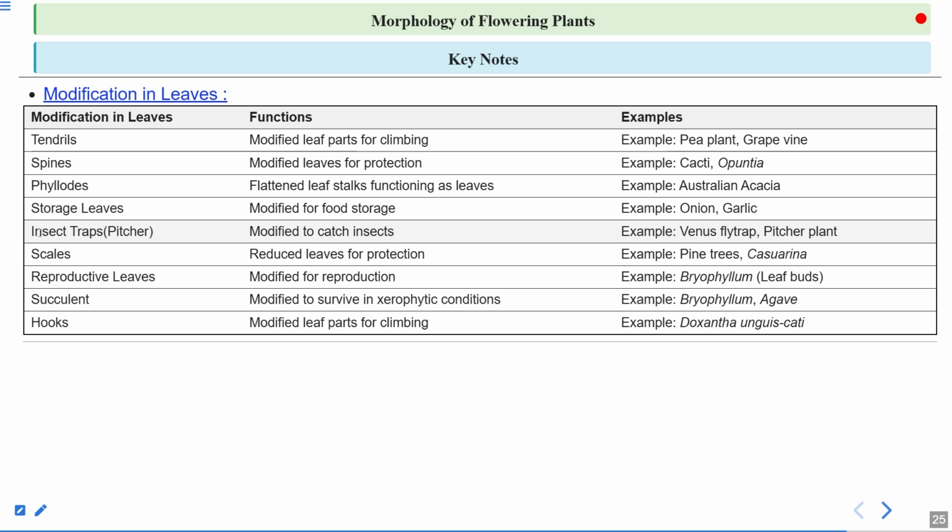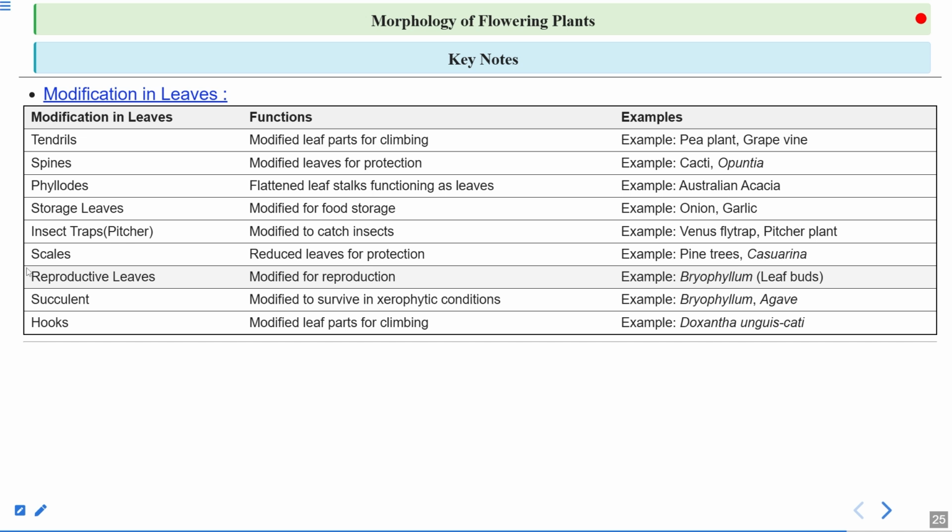Then they can be modified to catch insects also. Clear example is Venus flytrap and pitcher plant. Here leaves are modified to capture the insects. And these leaves release digestive enzymes to digest these insects. Then leaves can be modified into scales also.